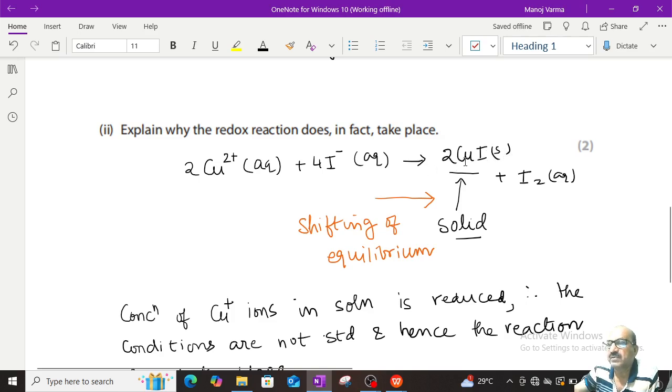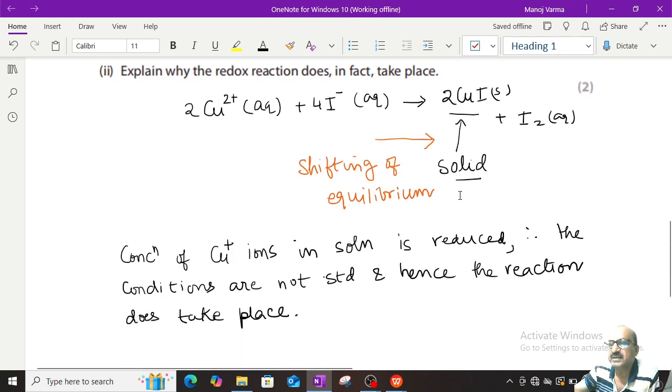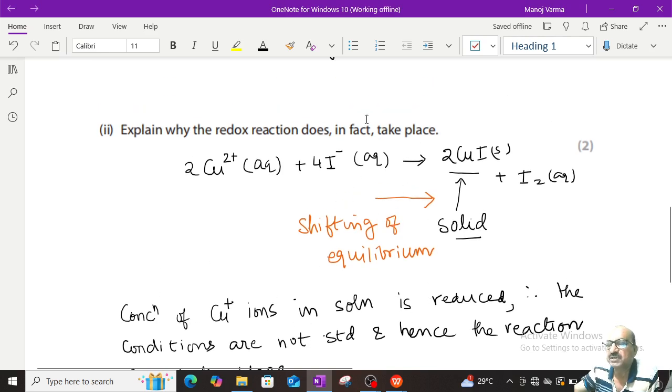and the solid is always thrown out of the equilibrium system and it gets separated, and thereby it shifts the equilibrium to the right because it gets settled at the bottom, which actually drives this reaction forward. And in fact, in terms of the concentrations, the concentration of the Cu+ ions in the solution will be reduced because they will form a solid, and that means the standard conditions are not being followed, and hence the reaction becomes feasible because of the equilibrium shifting towards the right, which is due to the formation of a solid.